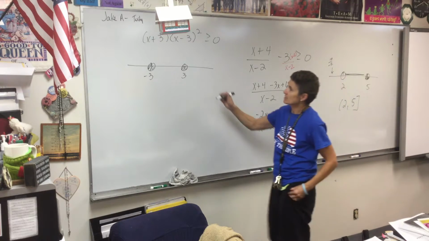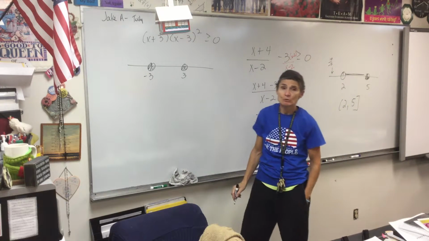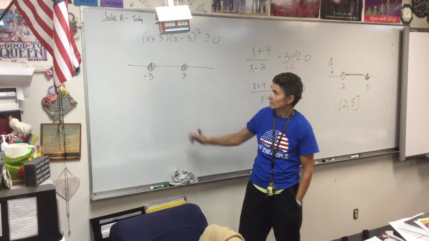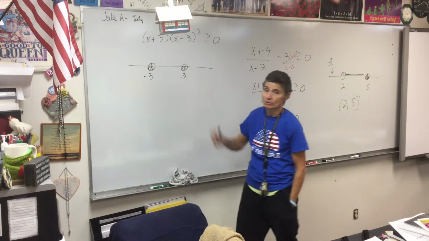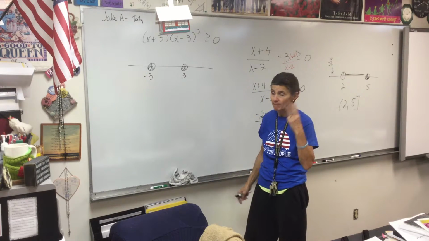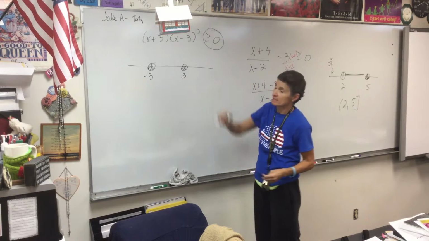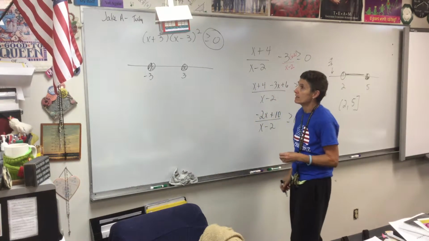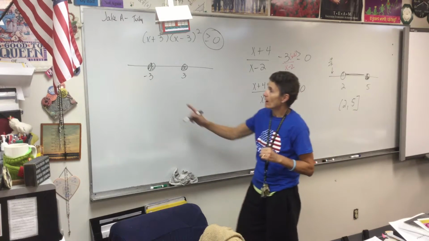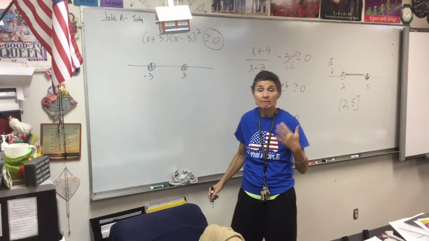Now, because of that squared, there is no shortcut. You're going to have to pick a number here, here, and here. So we're going to pick 3 different numbers, one here, one here, one here, and see if they give us the kind of answer that we wanted. So I'll pick a number out here, like -4.